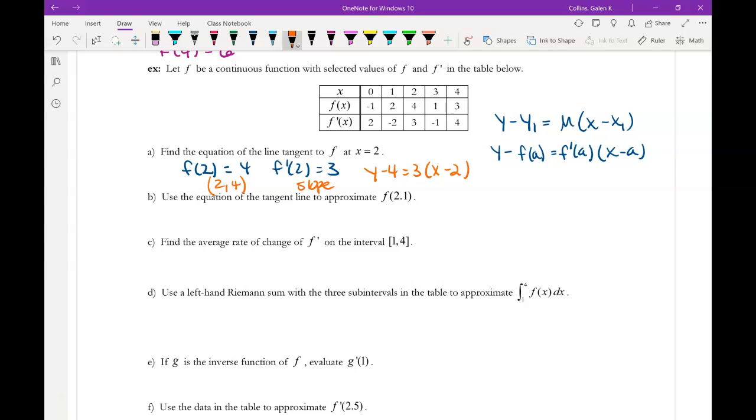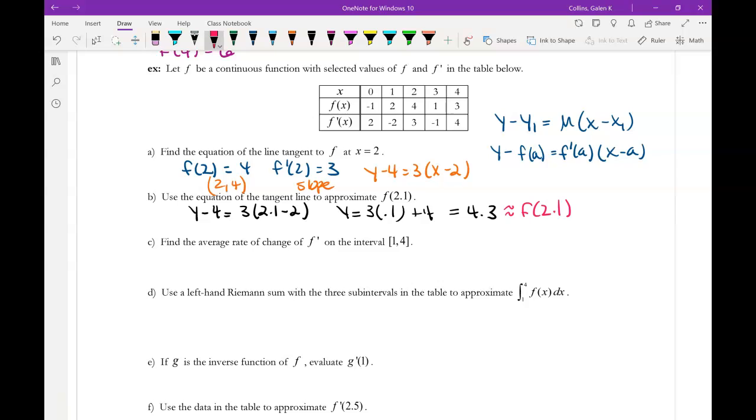In part B, we're asked to approximate the value of f when x equals 2.1. So that's pretty straightforward. We just plug that in. So y minus 4 is 3 times 2.1 minus 2. So I could rewrite that y equals 3 times 1/10 plus 4. And so we get, what, about 4.3 when we add that up. So remember to communicate clearly what we just found. So I would somewhere show that that is our approximation of f of 2.1.